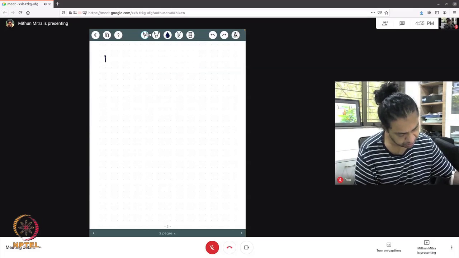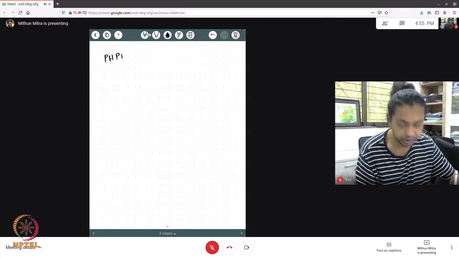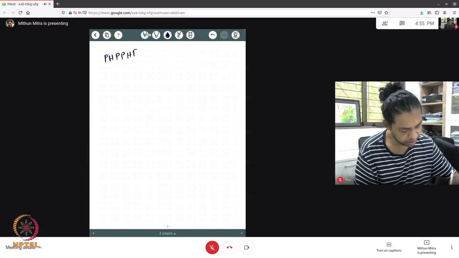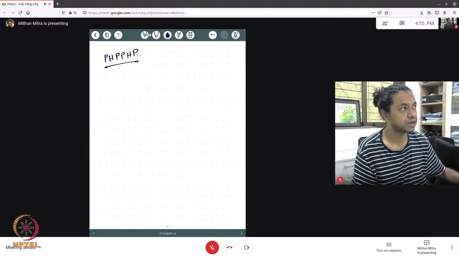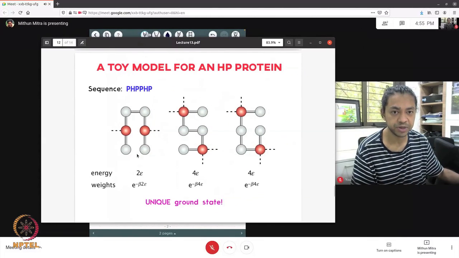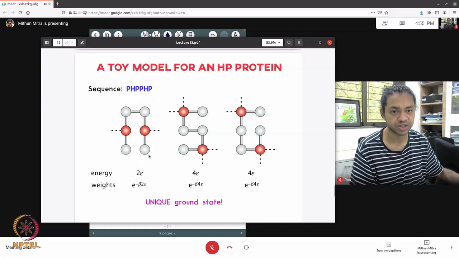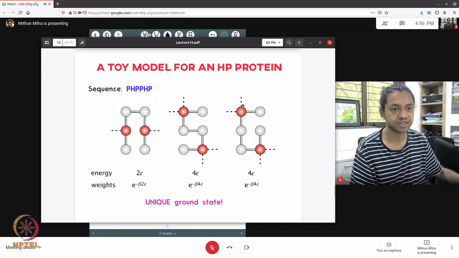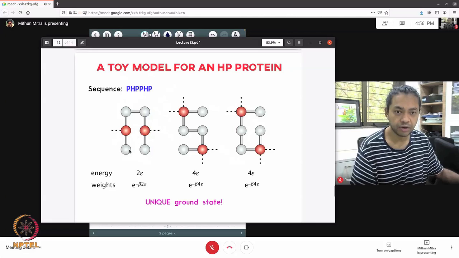PHPP, HP. Then let me try to put this sequence PHPP, HP on these three structures, right? The pi structure, the S structure, and the G structure. All right.